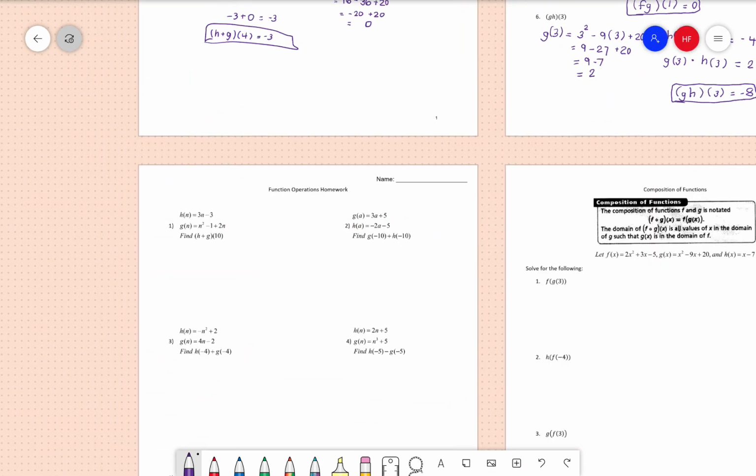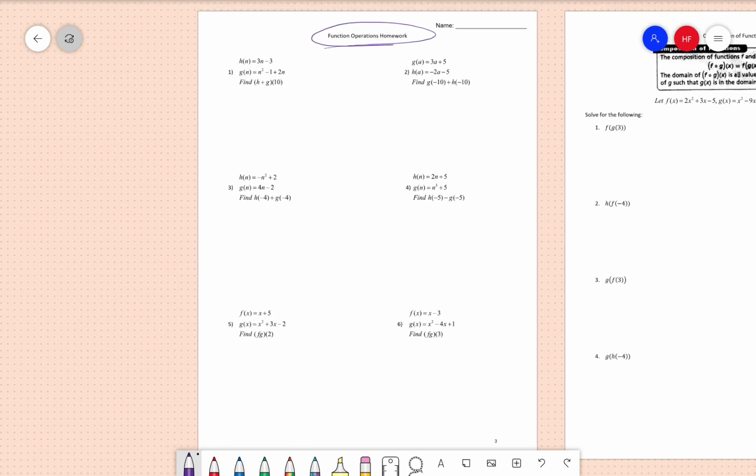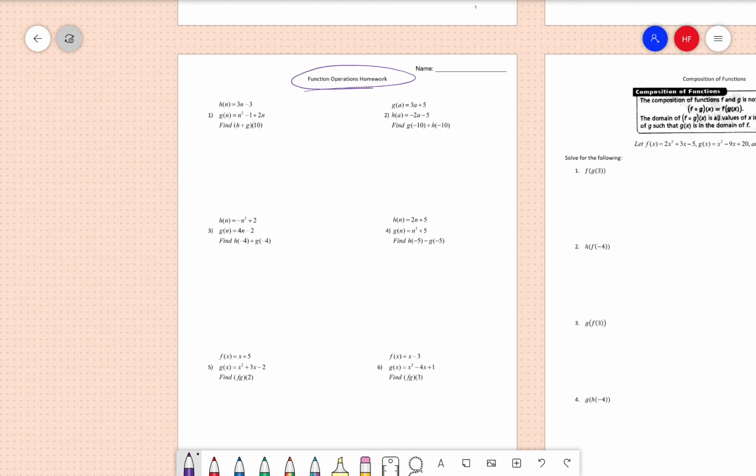So this next page, function operations homework, I want you to do just the left side. So y'all will do the left side only for your homework. Make sure your name is on it if you want credit.